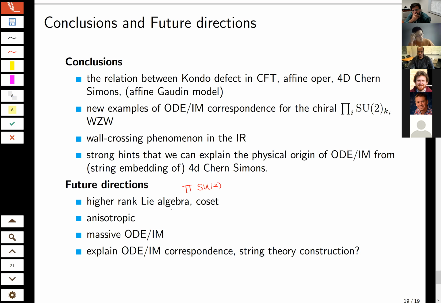Yeah, that's a very good question. So here the Kondo defect is thought of as a carrier of the integrability structure. I'm not entirely sure if the integrability is still present in the irrational CFT. If it is, then I believe so.